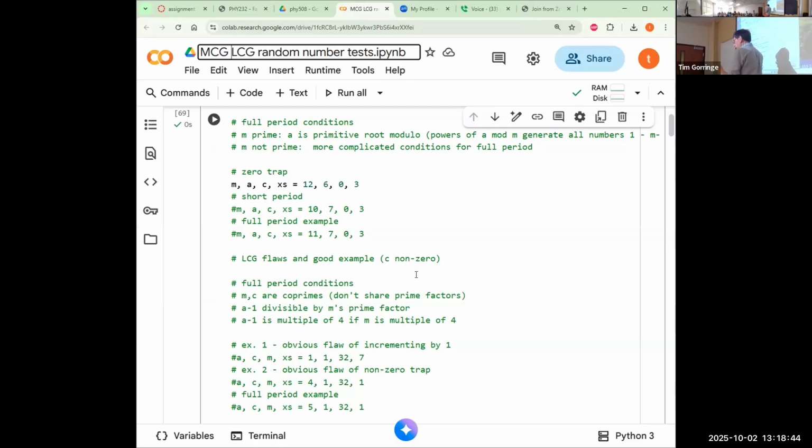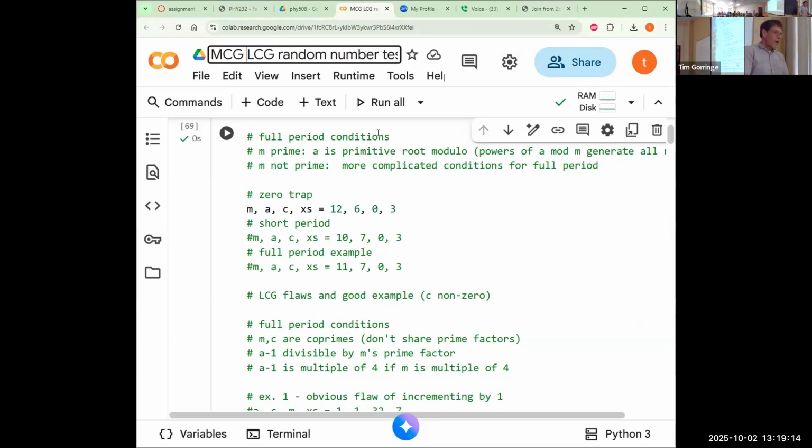So I'm just going to generate different sequences of numbers with these recursion relations, the MCG and the LCG, and we're just going to examine the patterns of the numbers that we get out, and try to explore these difficulties or challenges of getting full periods. So let's just walk through a bunch of them. I'll make this a bit bigger still.